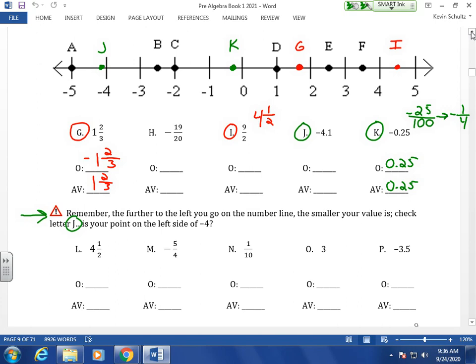Well, if point I is at 4.5, what's the opposite of positive 4.5? Negative 4.5, right? And you can write negative 4.5 or negative 9/2. Either way is fine. This was just to get the equivalent value so we could plot it easier. Once you get there, the opposite is just the same number on the other side of 0. And then what's the absolute value of 4.5? How far from 0 is 4.5? 4.5, right? So that would be your absolute value. Okay?